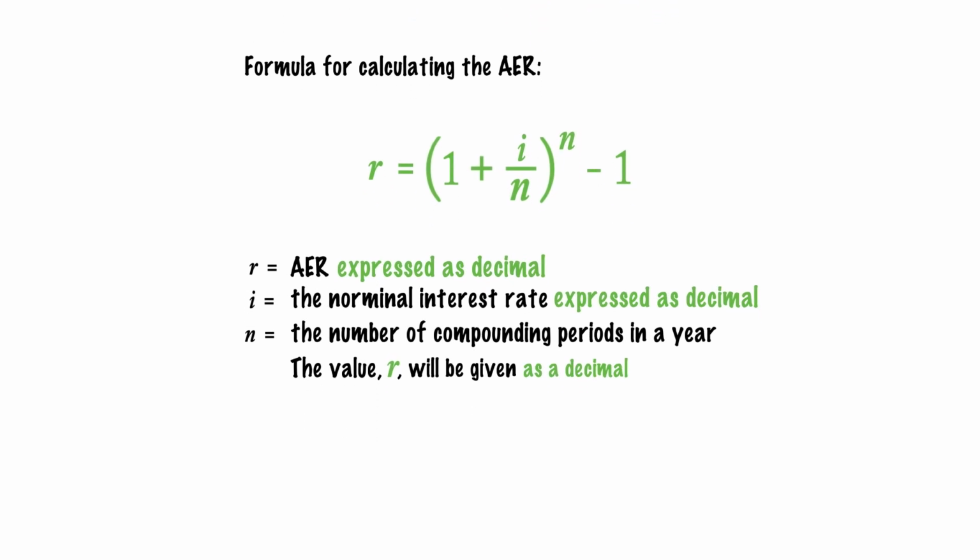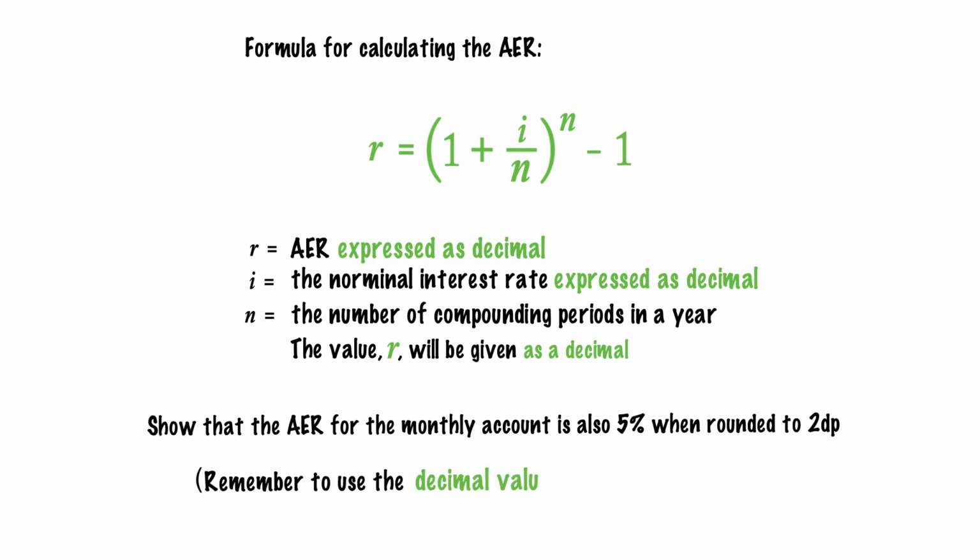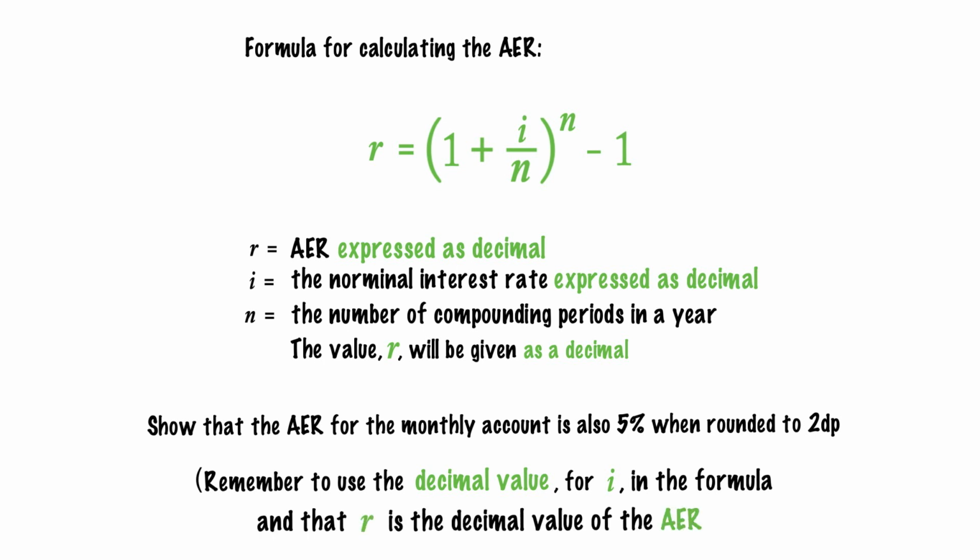Use the formula to show that the AER for the monthly account is also 5% when rounded to 2 decimal places. Remember to use the decimal value for I in the formula, and that R is the decimal value of the AER.